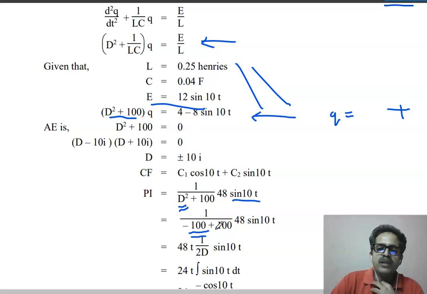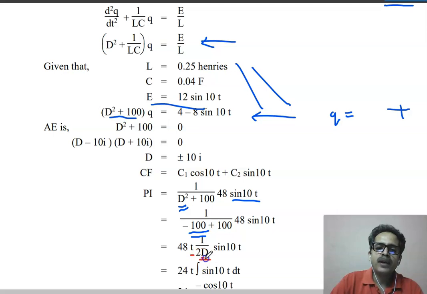And when the formula fails, usually we write x and a new operator. But here the role of x is played by t, so we need to write t. But don't forget this 48 is a constant, so first you write 48, then you write t. We write t because the formula fails: we obtained the 1 by 0 situation in the previous step. Usually we write x, but the role of x is played by t here, so t should be written. Then you write the new operator.